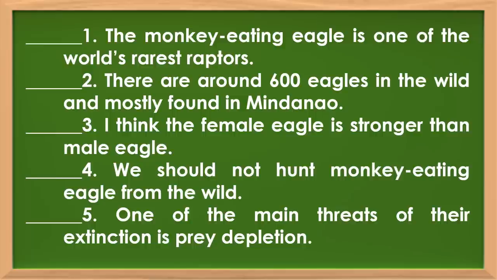Let's check your answers. Number 1, if your answer is F, you are correct. Number 2, if your answer is F, you are right. Number 3, if your answer is O, that's another point for you. Number 4, if your answer is O, you are right. Number 5, if your answer is F, perfect.